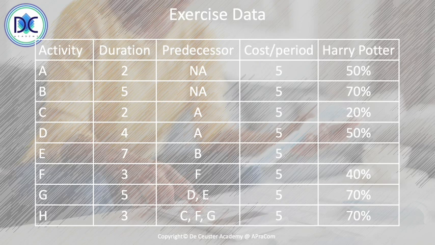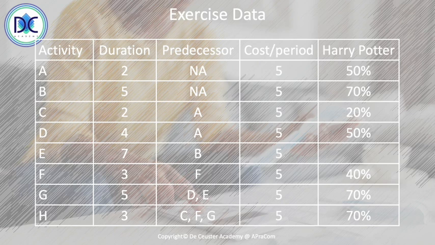Here we have the exercise data that we're using. We have the different activities from A to H, their respective durations, the predecessor information. I have the cost per period here, which is not really necessary, but it's part of the exercise. And we see the percentage of the available time that Harry Potter is allocated to the different activities. For activity E, there is no allocation.